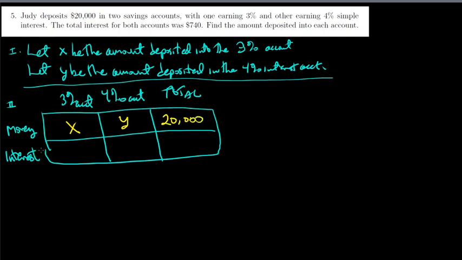All right. What about the interest? So how much are we getting in interest? 3% of X is 0.03 times X. 4% of Y is 0.04 times Y. Yep. So don't forget to convert your percents to decimals. Right. And the total interest for both accounts, that was in the problem, that's the $740 here.